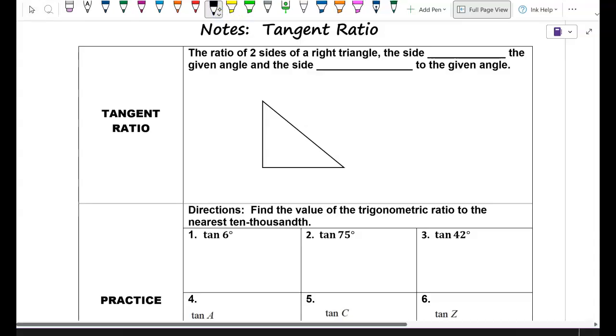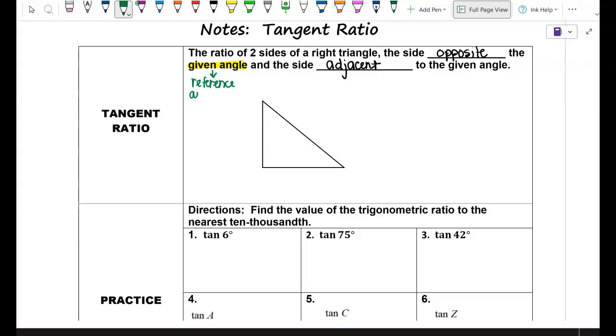So first, the tangent ratio, again, is the ratio of two sides of a right triangle. The side opposite the given angle and the side adjacent to the given angle. Now, the given angle, we've been calling this the reference angle. So when they talk about the given angle, we've been referring to it. So, hey, that's really what we're calling our reference angle.